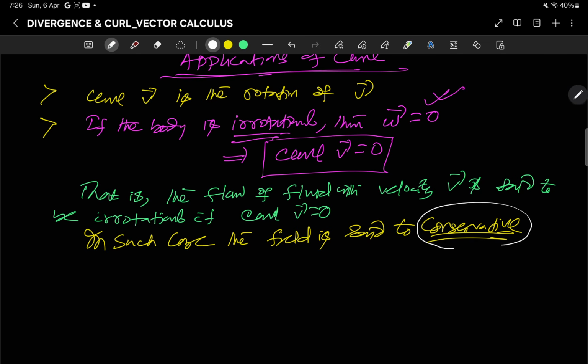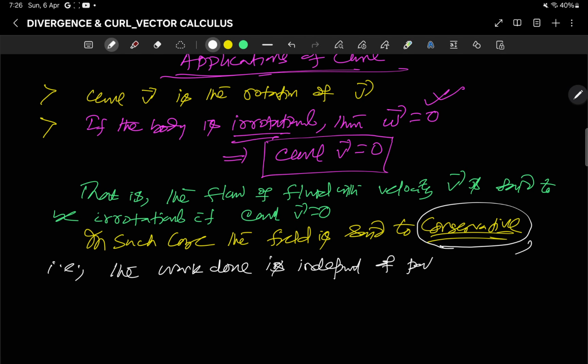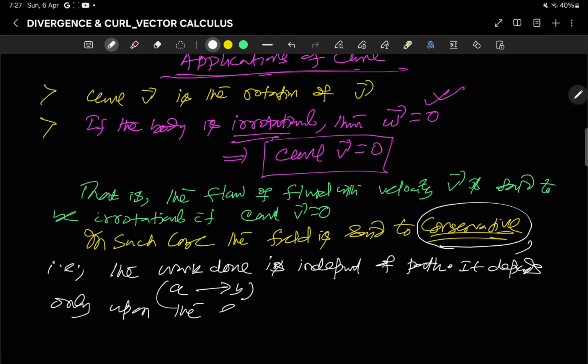So conservative field, what does it mean? That means the work done is independent of path. The work done in moving from A to B, from this point along any path, is independent. That means it depends only upon the end point. The path may be a circle, a straight line, or parabolic. It is immaterial once it is a conservative field.